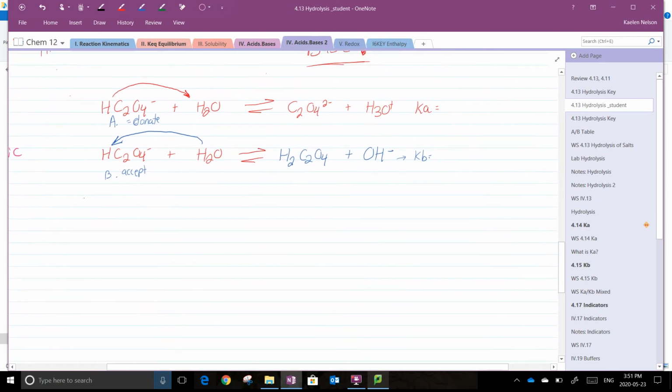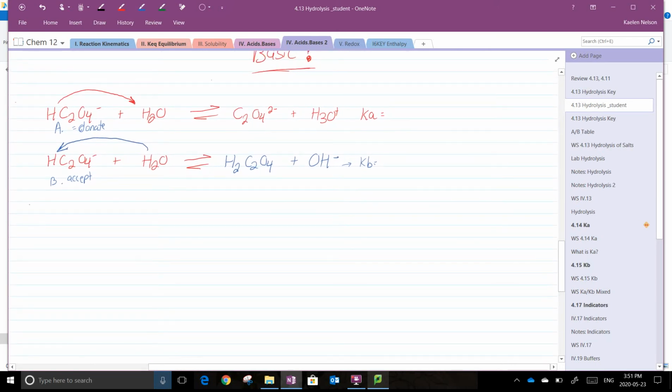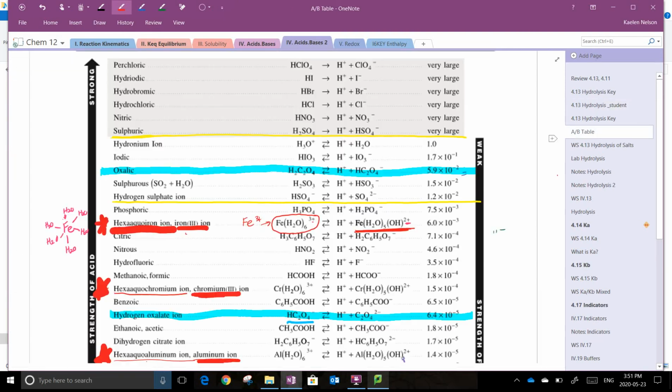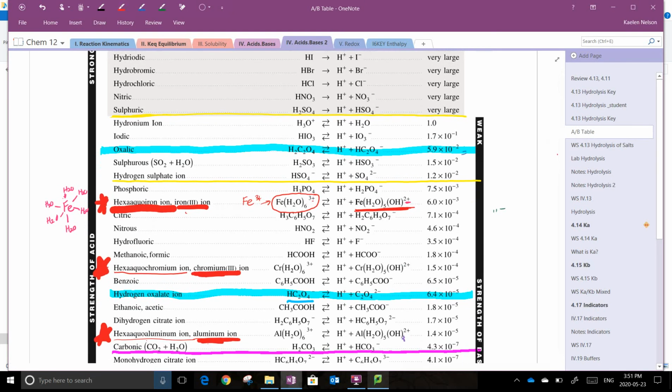So now that I have my 2 equations, I need to go to my table and find Ka and Kb. So Kb you can't look up directly on your table. You have to do the equation 1.00 times 10 to the minus 14 over Ka. So now we're going to go to our table and we're going to find the Ka for both of these. And I have highlighted this one in blue.